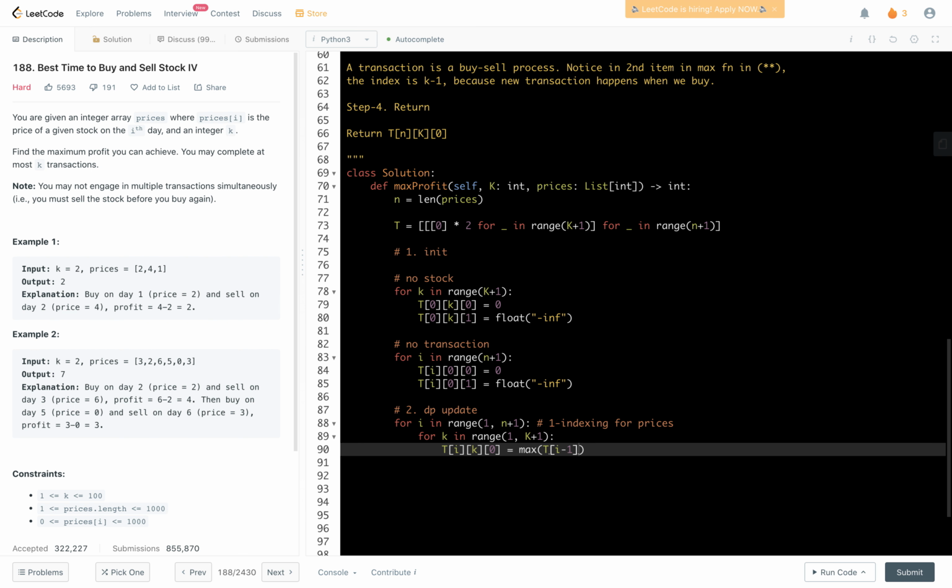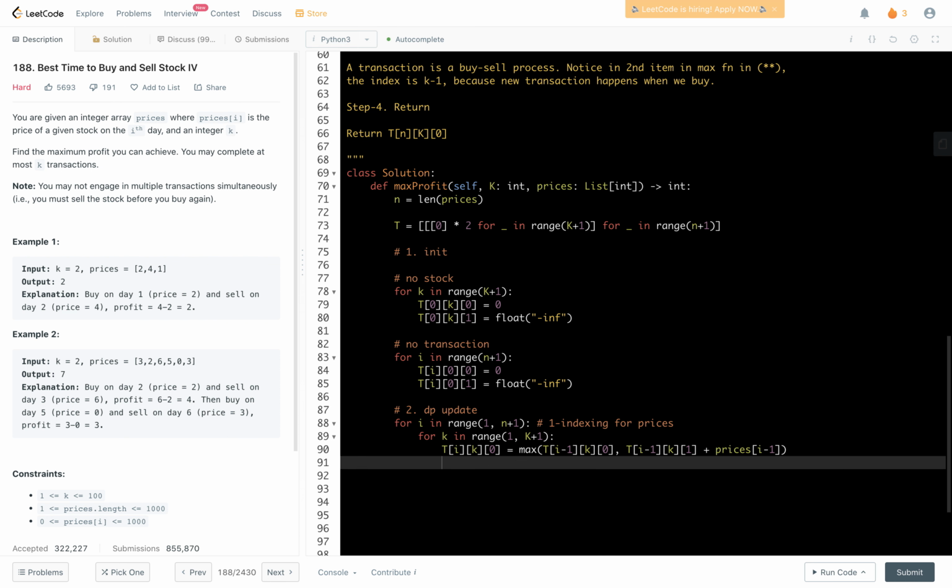Then we're going to write the above two equations. First is T[i][k][0]. This is going to be the max of two terms. One is T[i-1][k][0], which means we rest at day i. Another one is T[i-1][k][1]. In other words, on the previous day we have stock, now we sell it, so we get more money. So we add prices[i-1]. Here we write i minus 1 because we are using one indexing.